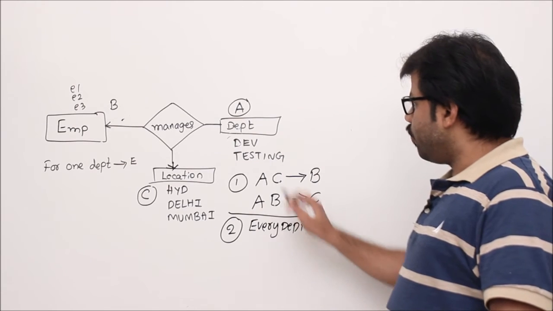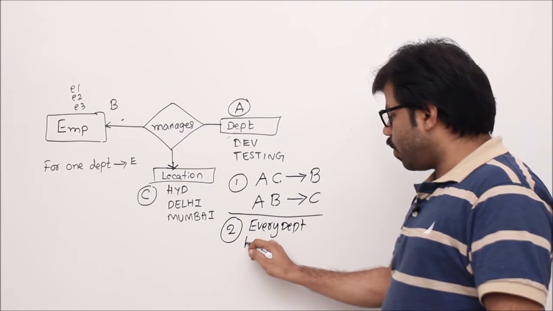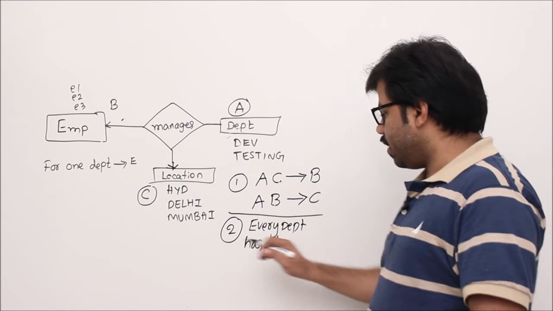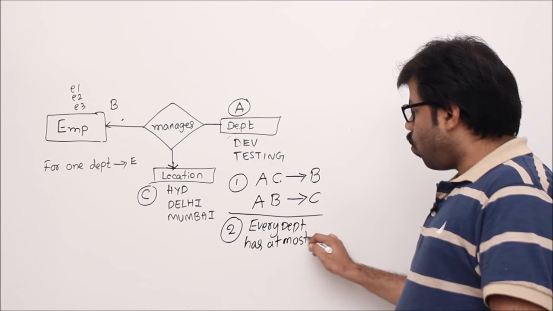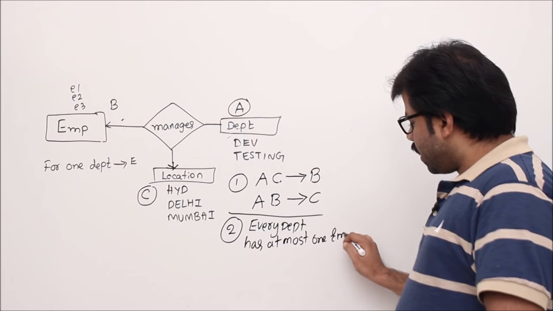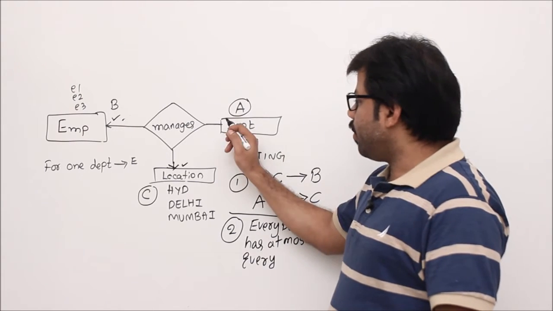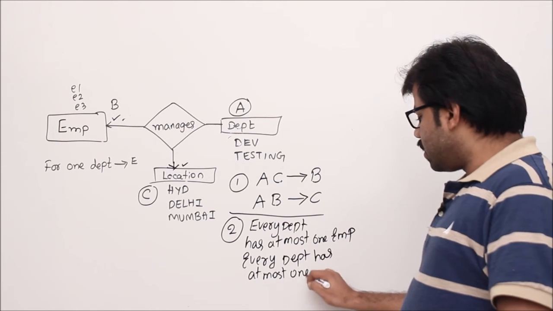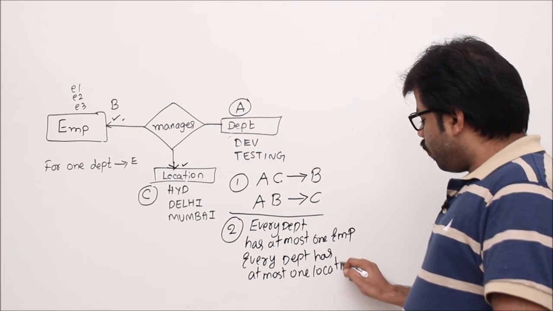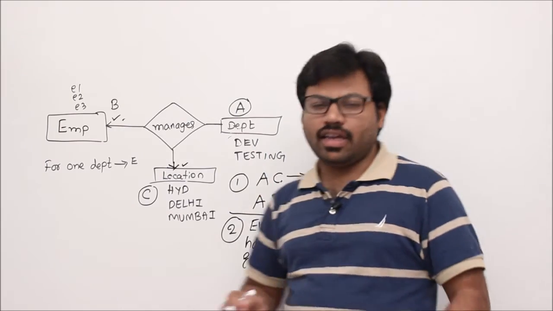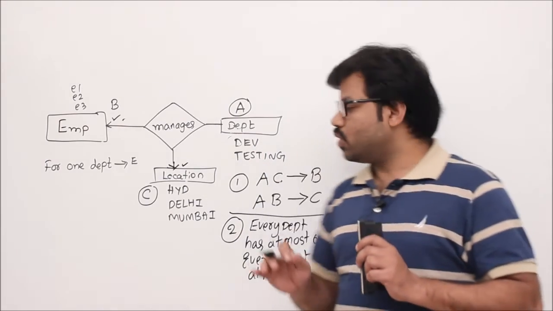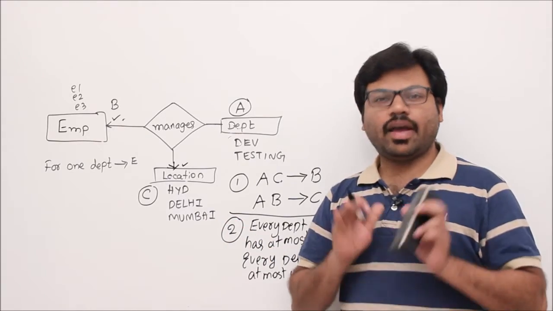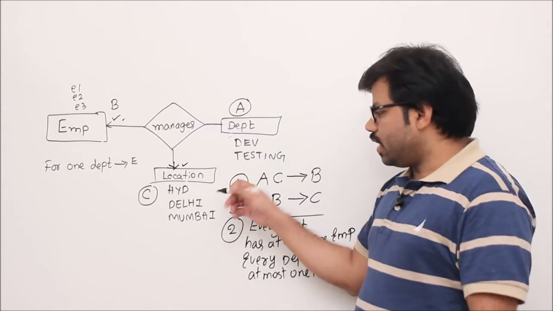That means every department has at most one employee. At that time I am not considering this arrow and this entity. At most one employee. Second one, every department has at most one location. So this is one more understanding. So when there are multiple arrows in a ternary relationship, the problem is there is no one way of understanding it. There are multiple ways you can understand it. There is an ambiguity.